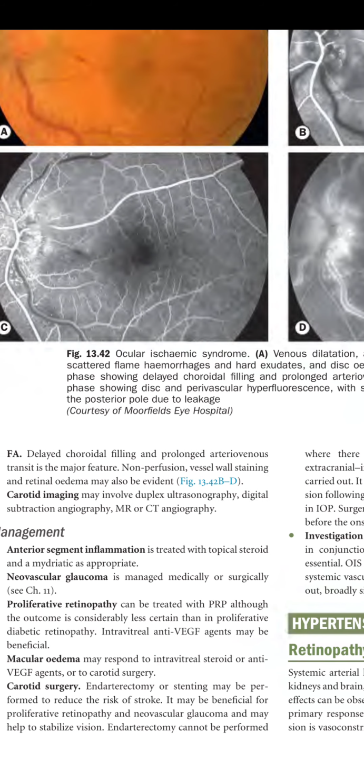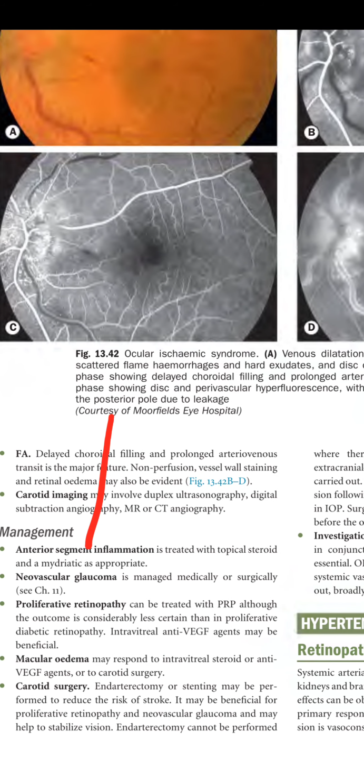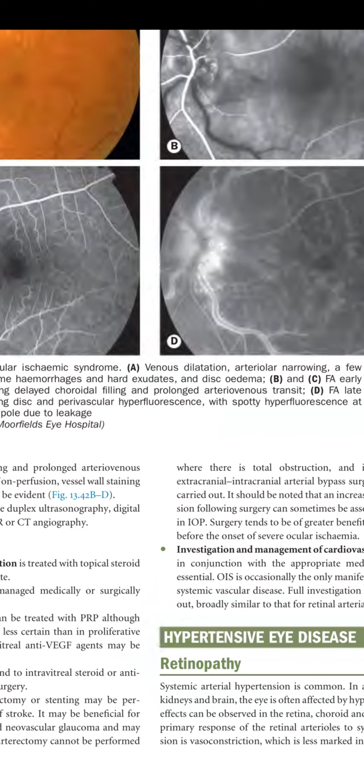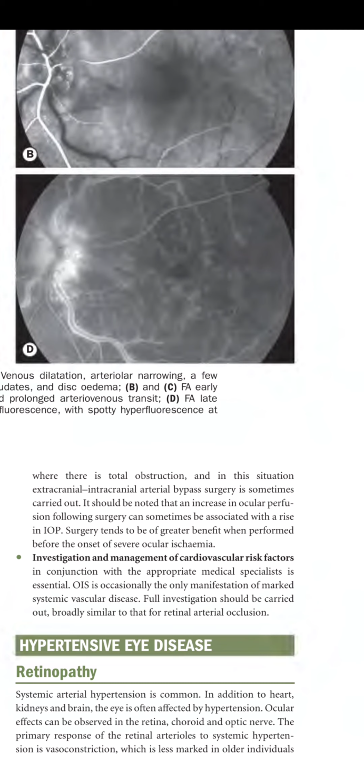ocular ischemia. So, endarterectomy or stenting is basically you make the passage in the carotid artery and you bypass the stenosed area. So it is basically most beneficial in a case of a proliferative retinopathy and neovascular glaucoma. And endarterectomy cannot be performed when there is a total obstruction, and in this situation what we do, we perform the arterial bypass. We do the extracranial to intracranial arterial bypass, and it can sometimes lead to sudden increase in IOP.